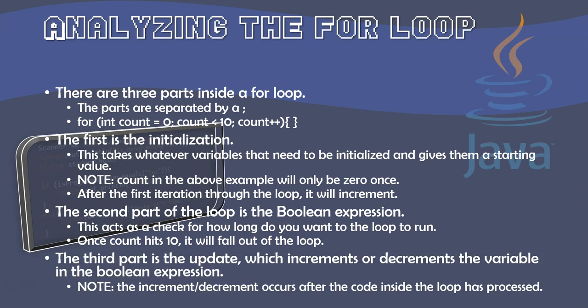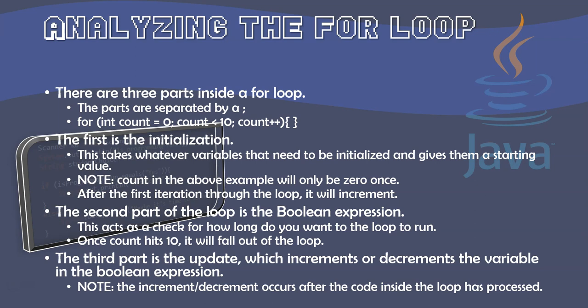Now, the third part is what's known as the update, which is going to increment or decrement the variable in the Boolean expression. So in this case, we have count, and we want to control count by either adding or subtracting. A key thing to note here is that the increment and decrement doesn't happen right away, because remember, I said when we start this program, the count is going to be 0. Instead, it's going to happen after the code inside the loop has been processed. So it has to go through a full iteration of that loop from start to finish.